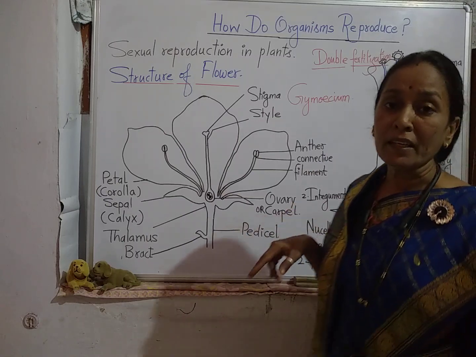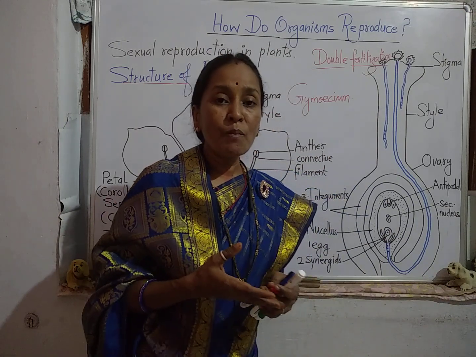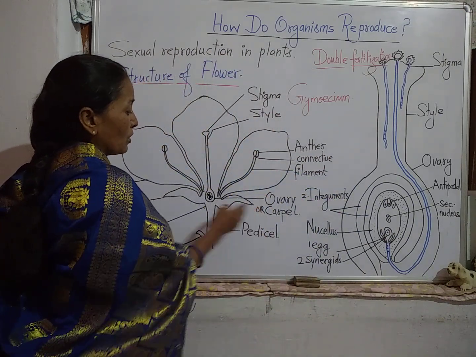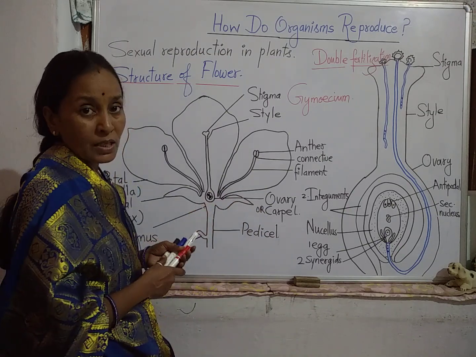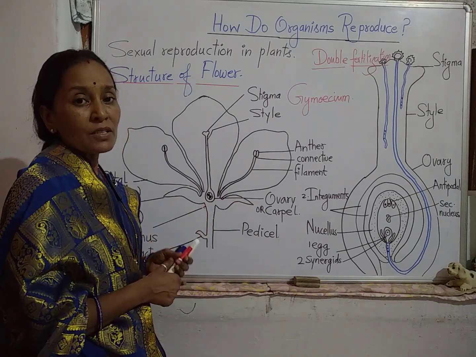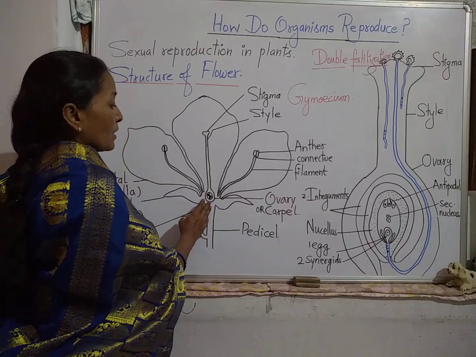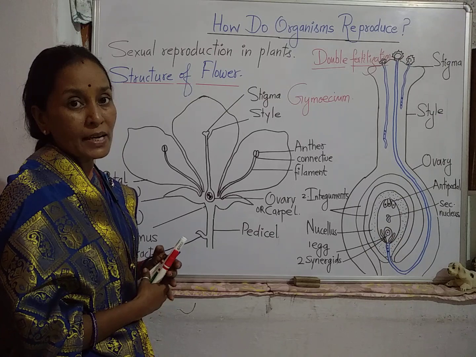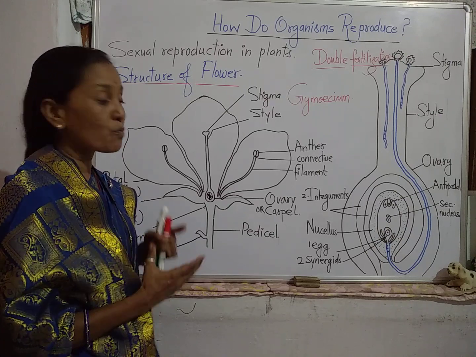Carpels are generally either in united form or free form. Inside the carpel, or inside the ovary, there is an arrangement of ovules. That arrangement is known as placentation. Okay, the seeds are formed during the act of fertilization. These are the fertilized product.